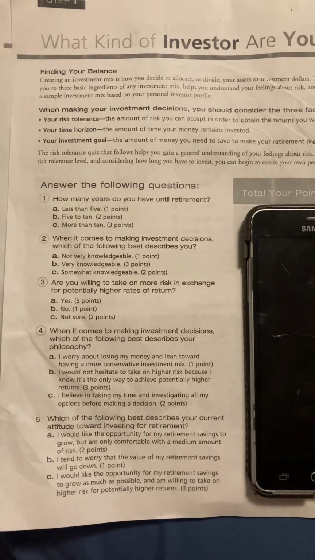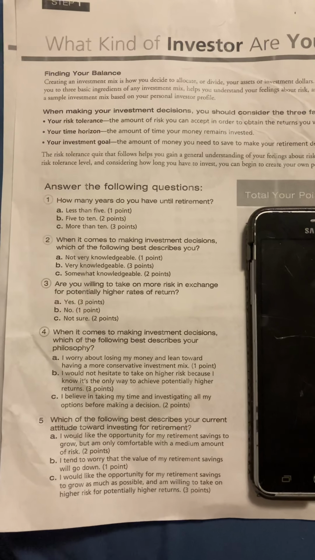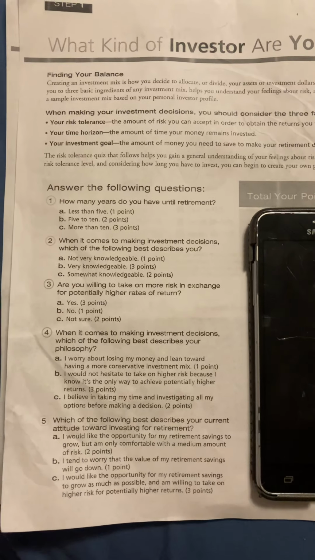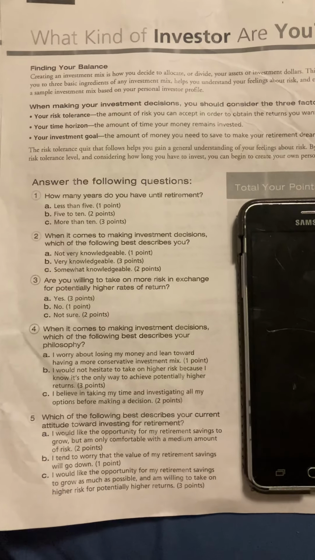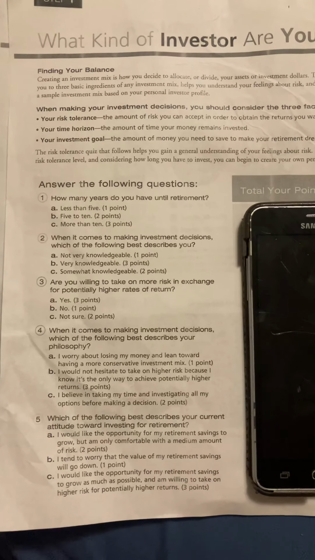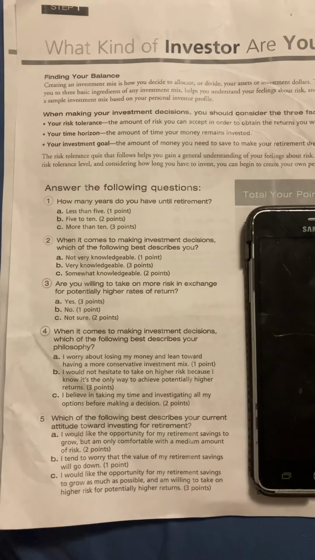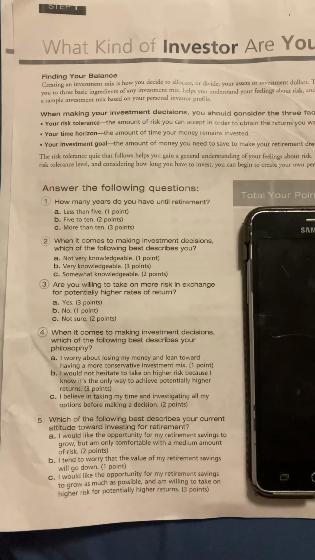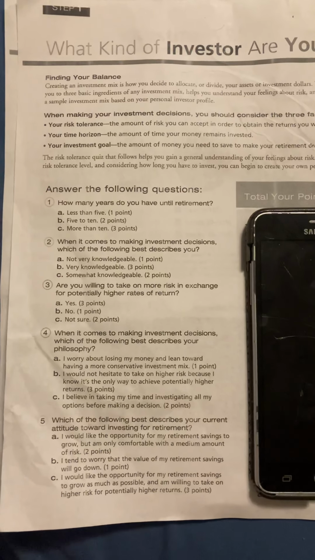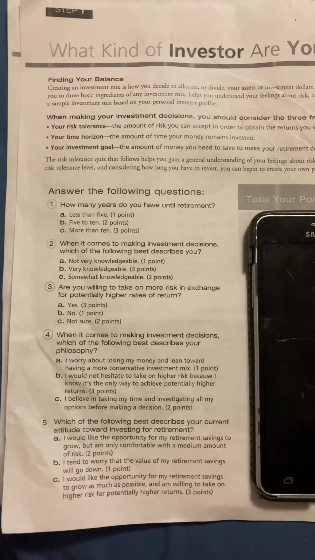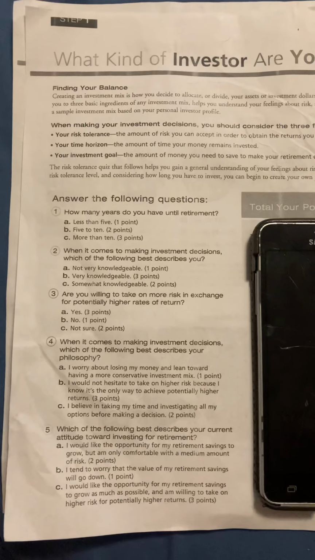Question 3, are you willing to take on more risk in exchange for potentially higher rates of return? Number 4, when it comes to making investment decisions, which of the following best describes your philosophy? And question 5, which of the following best describes your current attitude toward investing for retirement?